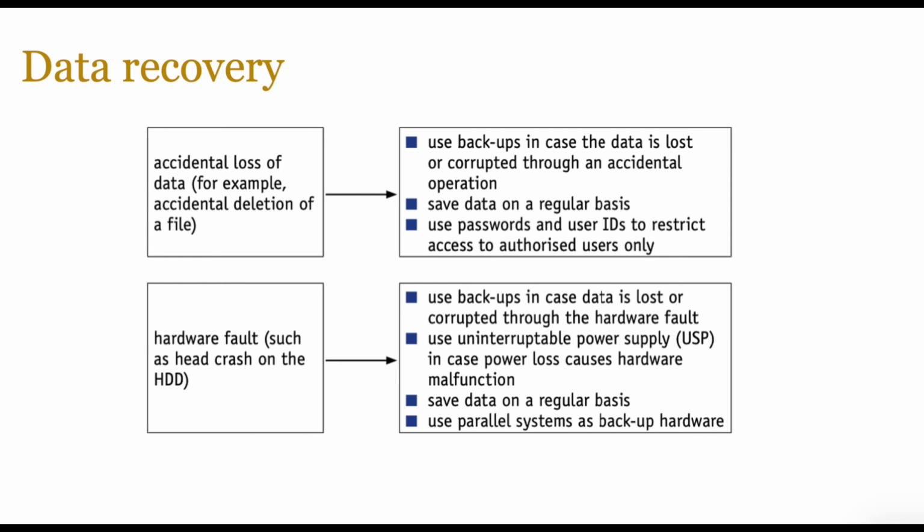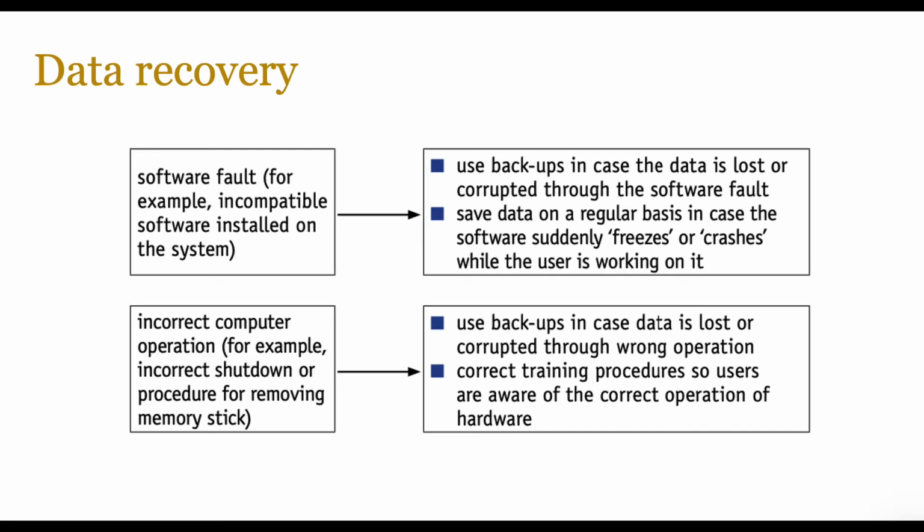Saving data on a regular basis is another way, as is the use of parallel systems as backup hardware. So if the main hardware fails, the parallel system can take over. Software faults, for example, incompatible software installed on the system, can also lead to data loss. And in this case, use of backups is also very useful, along with saving data on a regular basis. So in case the software suddenly freezes or crashes, the user can recover.